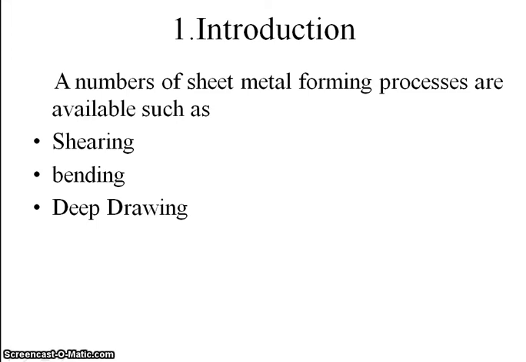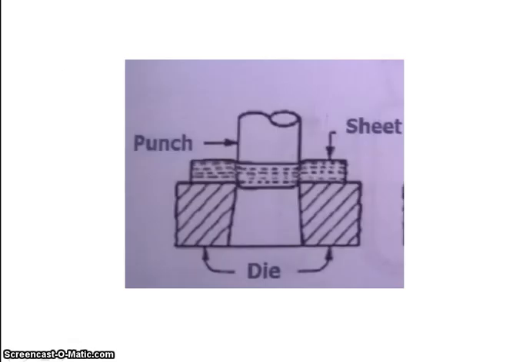A number of sheet metal forming processes are available such as shearing, bending, deep drawing, stretch forming, stretch drawing, press forming, hydroforming. Each process is used for specific purposes and the requisite shape of the final product. Shearing. Irrespective of the size of the part to be produced, the first step involves cutting the sheet into the appropriate shape by the process called shearing.